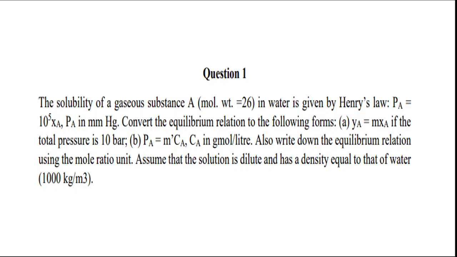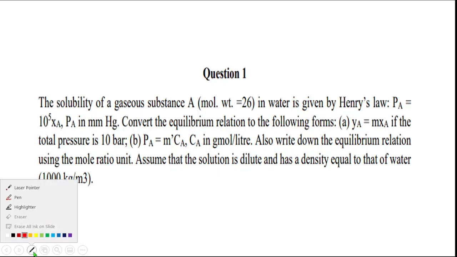So the law is Pa is equal to 10 to the power 5 Xa. Pa is in millimeter mercury. And we are supposed to convert the equilibrium relation to the following forms. So we have Ya is equal to Mxa. That's the first form, if the total pressure is 10 bar. In the second form, we want to convert the relation to Pa is equal to M prime Ca, and Ca is given to us in gram mole per liter.